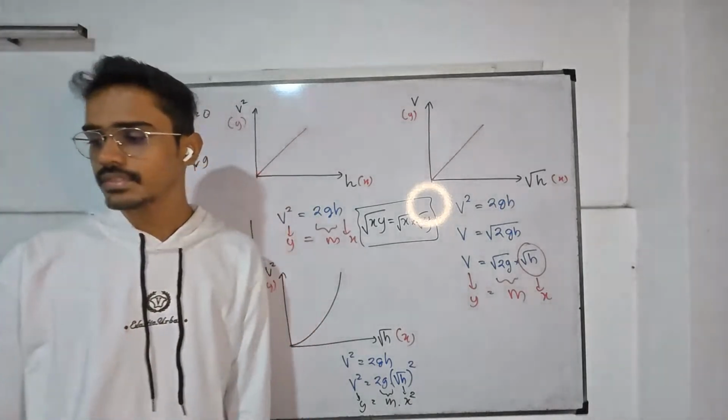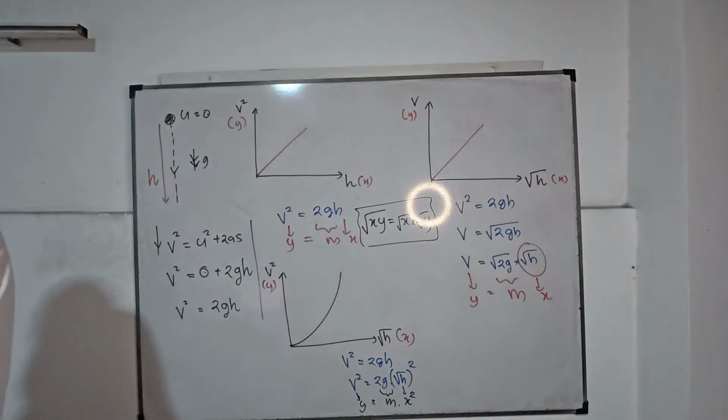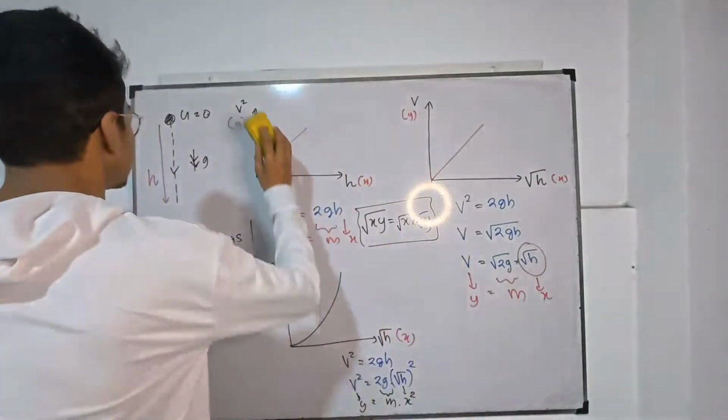Right? Next one. Fourth: 1 over v squared with 1 over h. 1 over v squared with 1 over h. Okay, I'll be erasing the first one here.